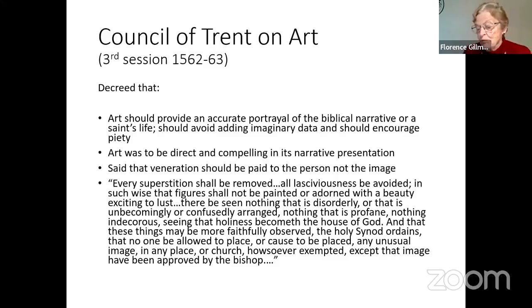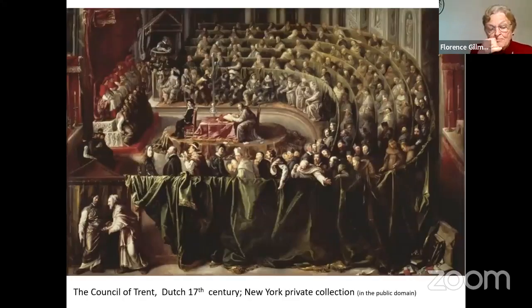So you can see they're really pulling in. They're really trying to get hold of the situation that had needed reform. Yeah, one more or a couple more. This is a 16th century Council of Trent. We know this painting, but it's in a private collection in New York. Again, it probably shows a similar layout.